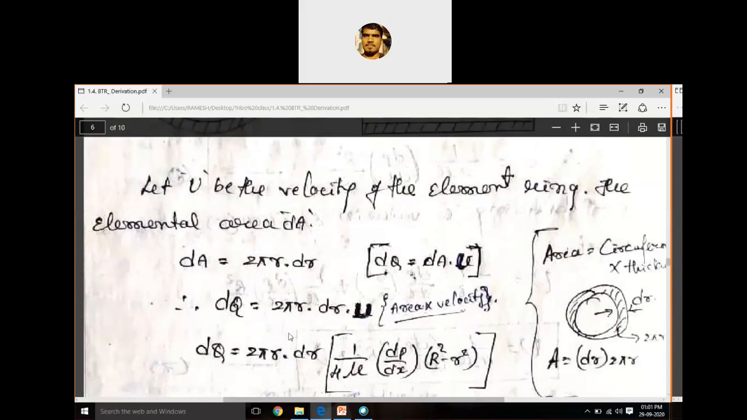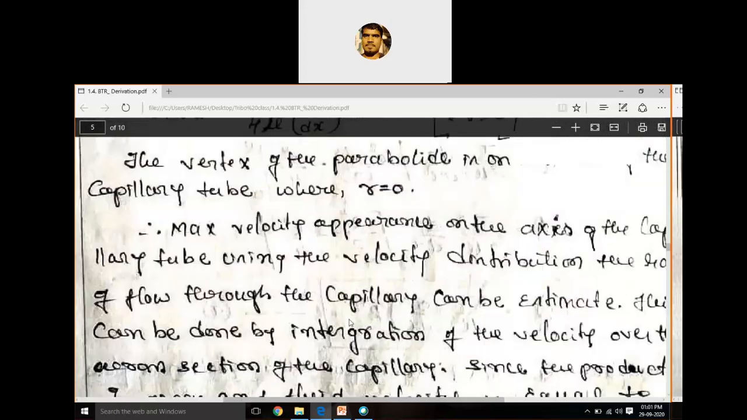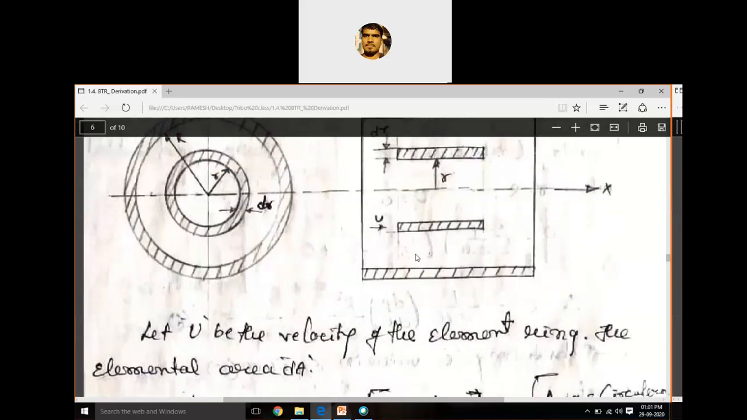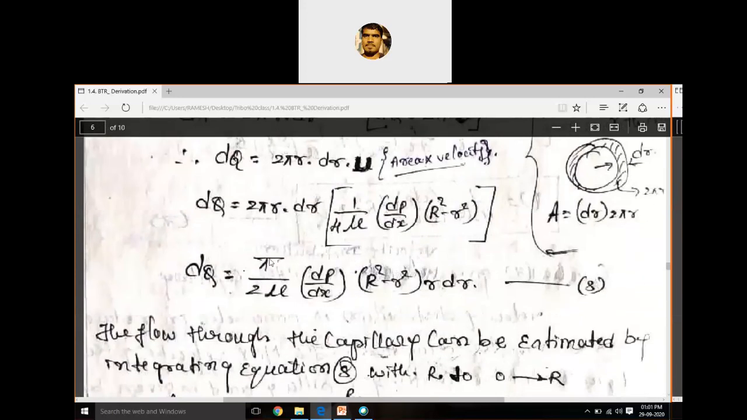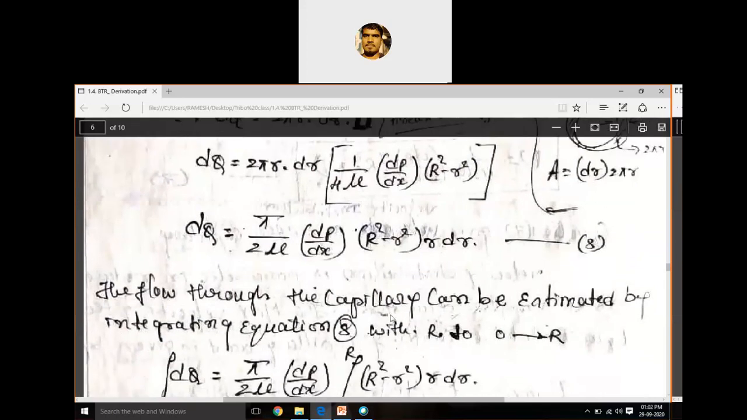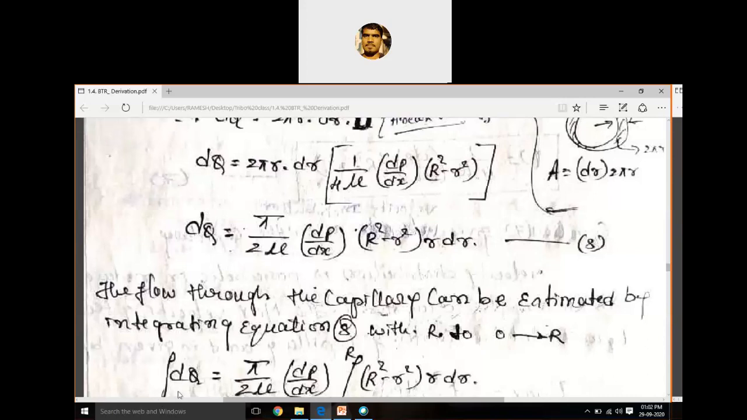Here, u we already got the value, just previously, equation 7, same, substitute here. So dQ is equal to pi by 2 mu dp by dx into (R square minus small r square) into r into dr. So if you want the flow rate, you have to integrate. So if you integrate dQ, it becomes Q, that is the flow rate, and again you have to apply integration for the right hand side also.